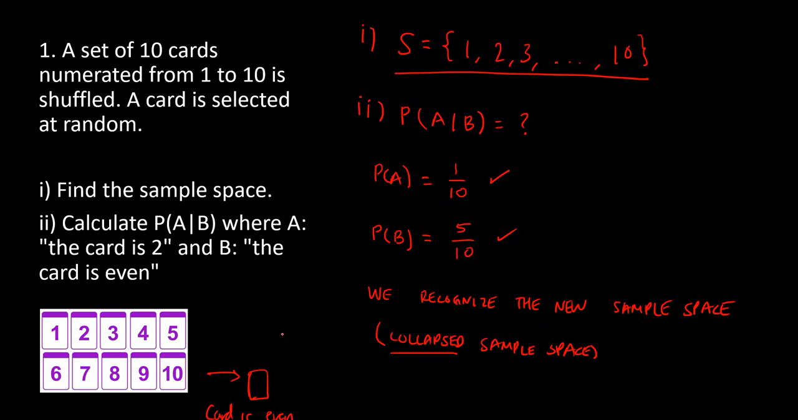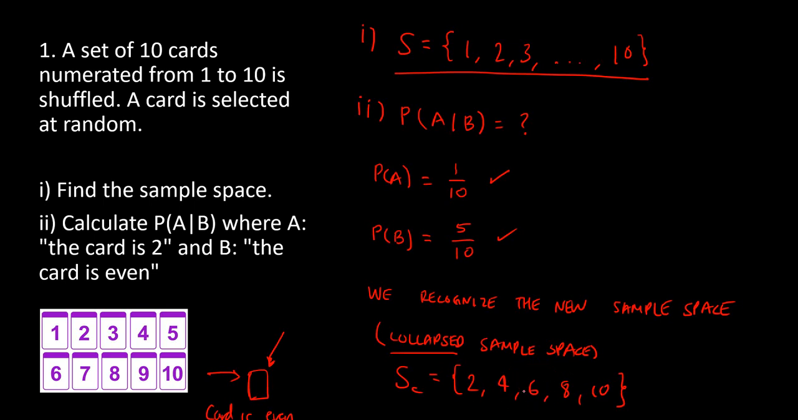What is now the sample space? Now that you know that this card is even, the new sample space, which I may call SC for collapsed, this is not a standard notation. This is just my notation, and you can use it or something different. It is just to differentiate this from the original sample space. So the collapsed sample space is now the following. Now that I know that the card is even, the only possibilities for this card are the number 2, the number 4, the number 6, the number 8, and the number 10. This is my collapsed sample space.